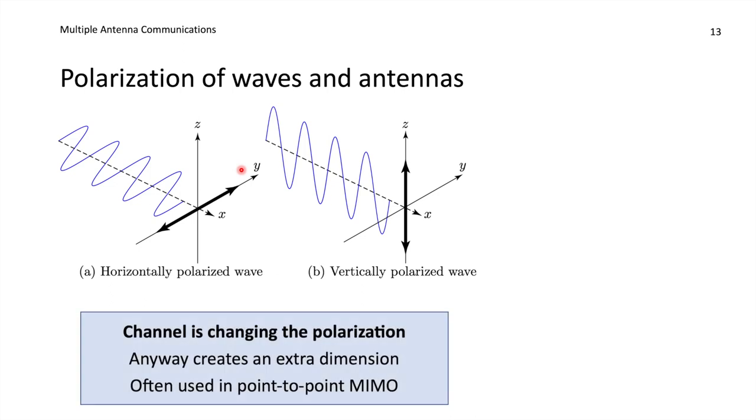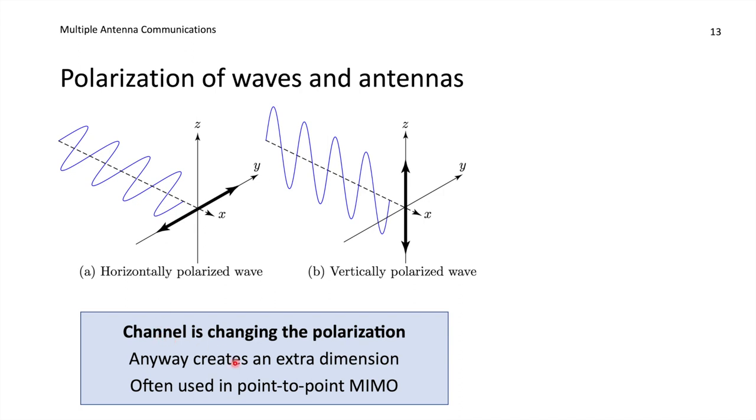But even if the transmitted signal has a particular polarization, the propagation channel will typically change it, particularly when we have scattering in the propagation environment. But anyway, since we have two dimensions that the transmitted signal can exist in terms of its electrical field, there is an additional dimension, the polarization dimension, that we can utilize in communication.